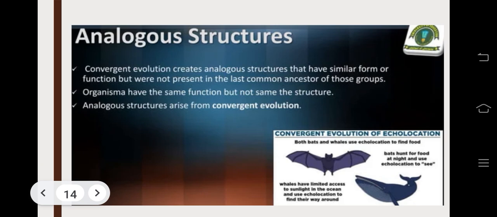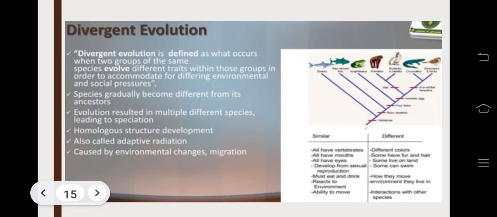Convergent evolution of echolocation. Both bats and whales use echolocation to find food. Bats hunt for food at night and use echolocation to see. Whales have limited access to sunlight in the ocean and use echolocation to find their way around. And then divergent evolution.